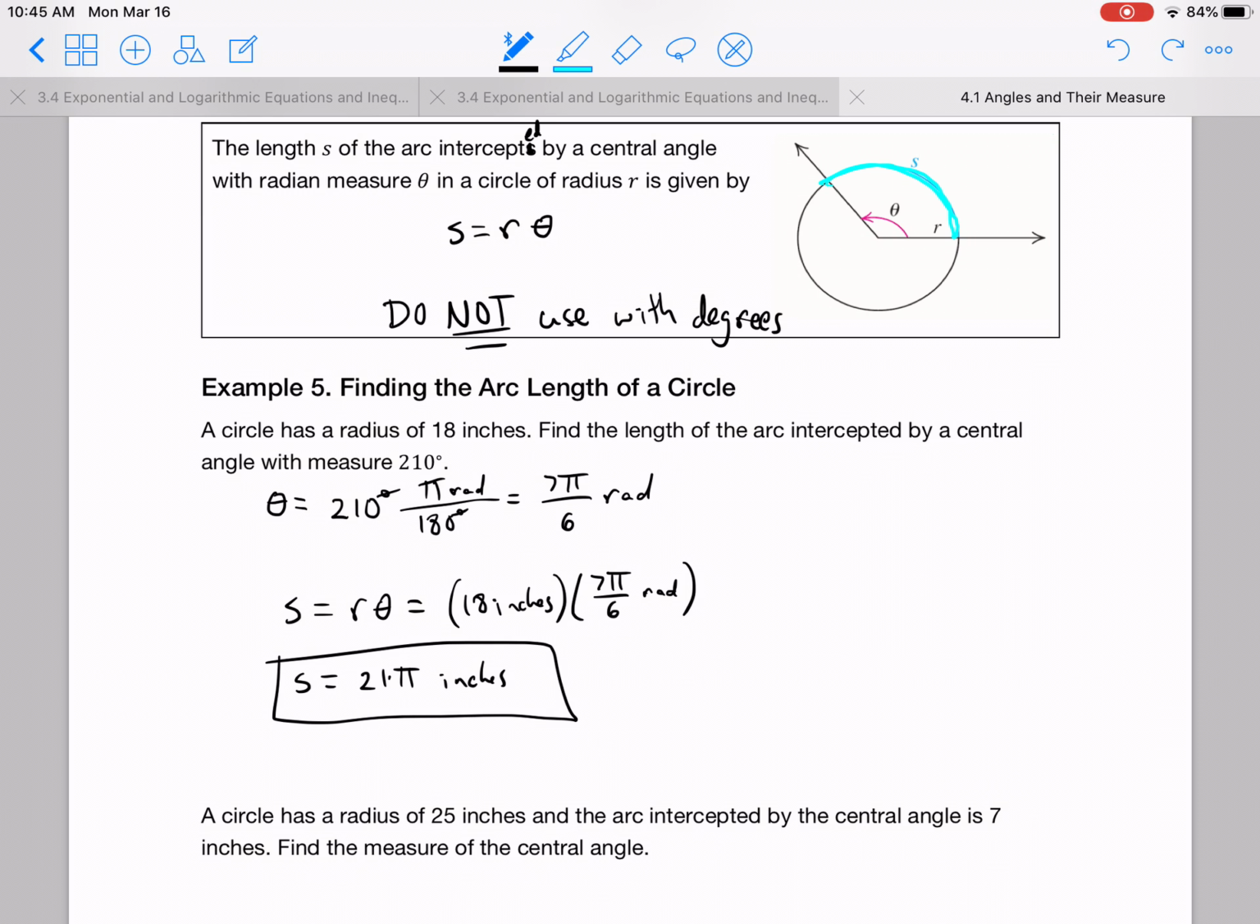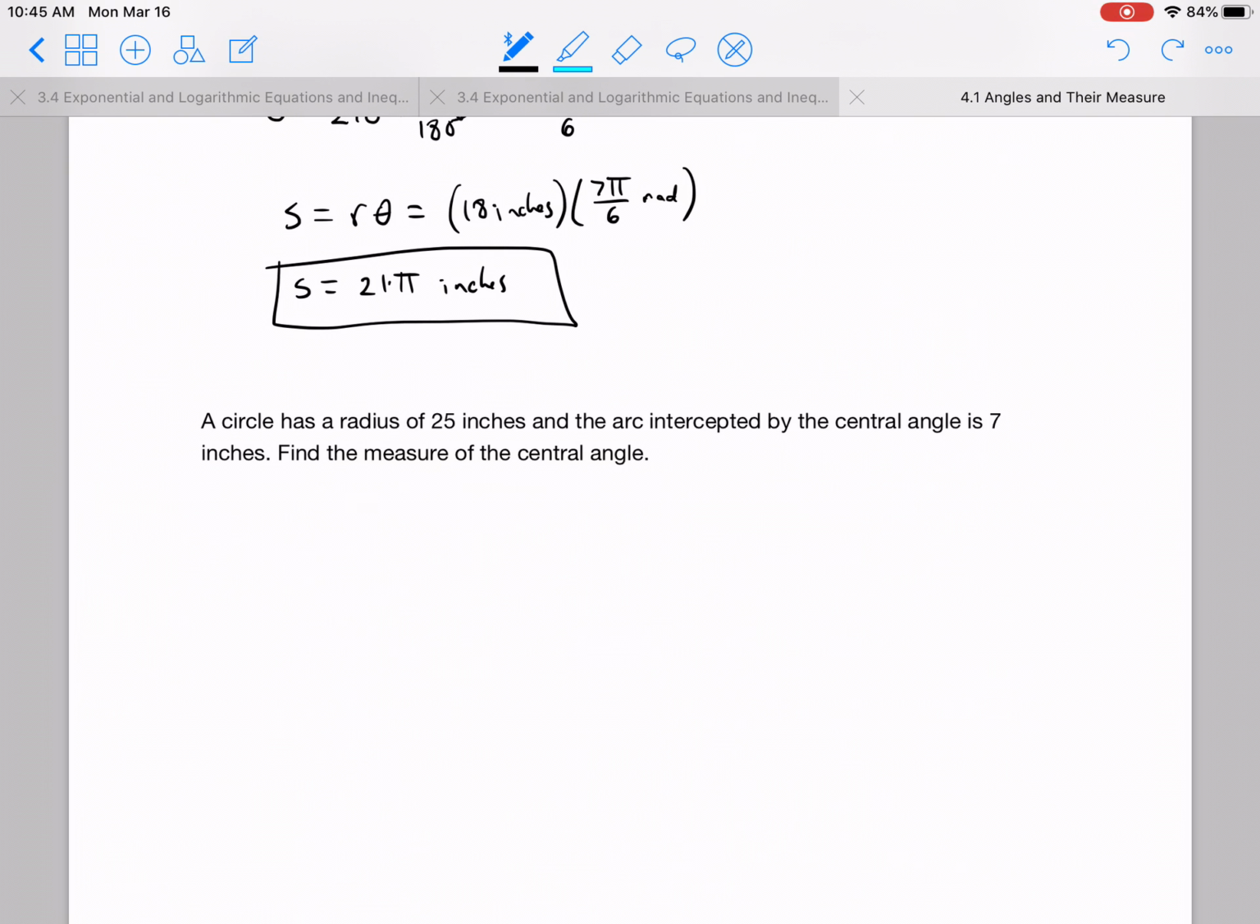And in this case, we don't need it anymore to tell us that we're looking at that ratio, because now we're just down to having an actual length. So 21 pi inches. All right, let's take a look at this next one. A circle has a radius of 25 inches, and the arc intercepted by the central angle is 7 inches. That means that R equals 25 inches, and S equals 7 inches.